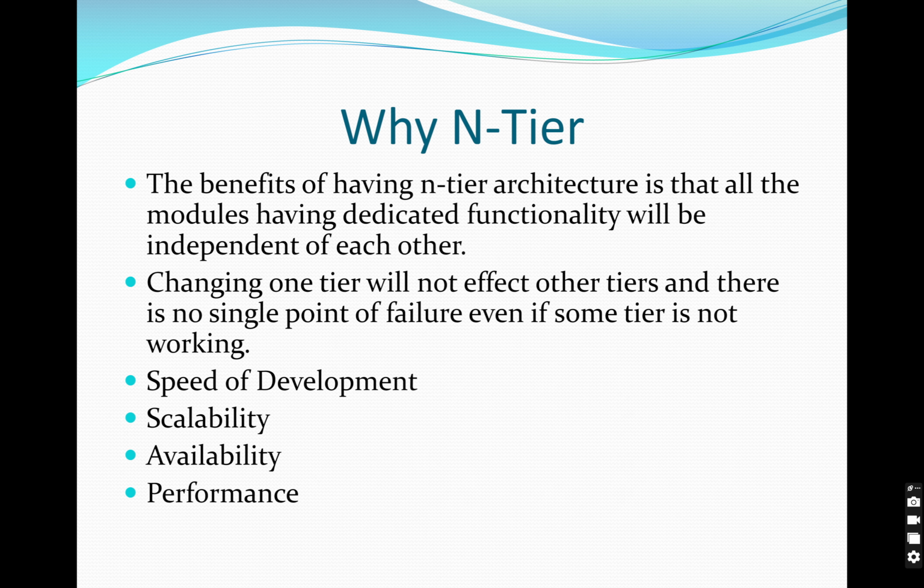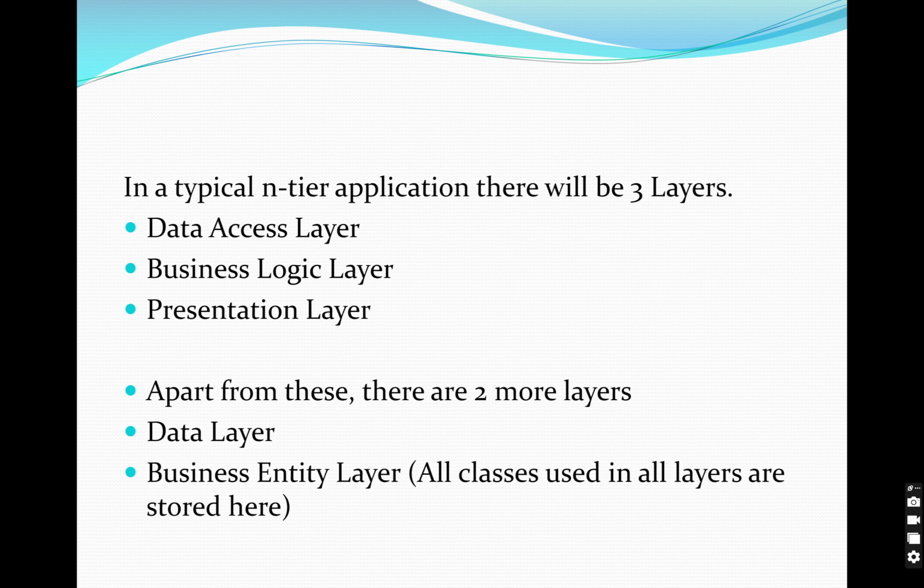The benefits of having N-tier architecture is that all the modules having dedicated functionality will be independent of each other. Changing one tier will not affect other tiers, and there is no single point of failure. Even if some tier is not working, speed of development will increase. Why? Because different team members can work on different components. Scalability will increase, availability and performance will also increase.